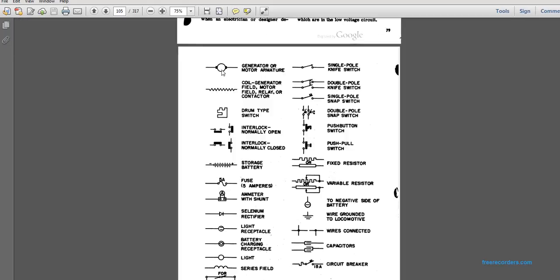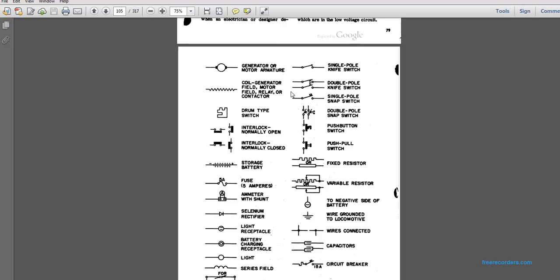General motor armature shows a circle with two parallel connections to it. A single pole switch has a cross, and the cross is like a door hinge. The coil of a generator field, motor field, relay or contactor is given a zigzag line. A double pole switch is given two crossed single pole switches, also called the knife switch.